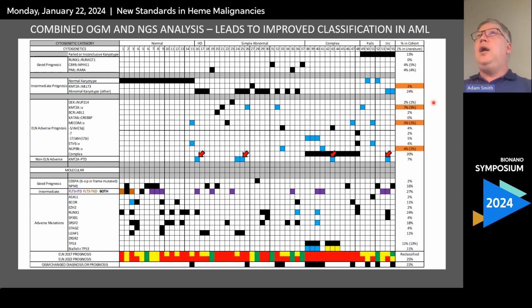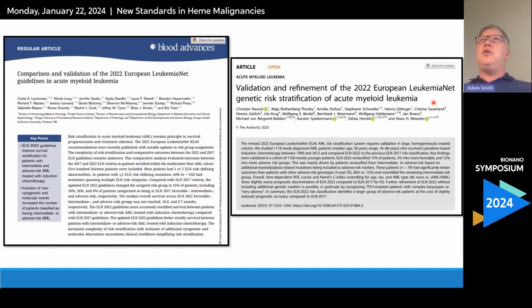And so I just wanted to finalize on this point: these are the validations that I was talking about for the ELN 2022 and 2017. There are a few that have come out. There's one from the American group at Oregon Health and Science University, and another European group on the right-hand side. So if you're interested in looking at those, those are the papers that you can have a look at.